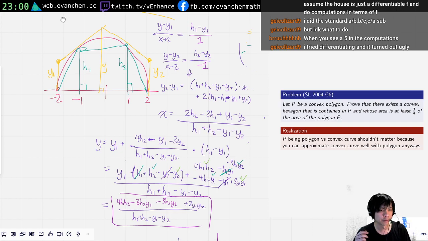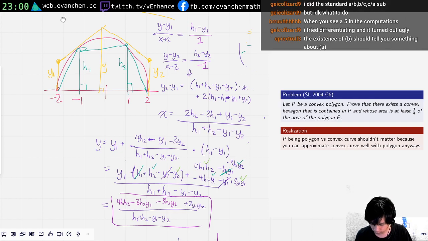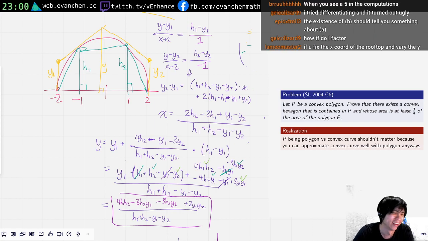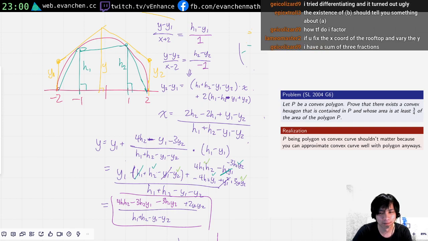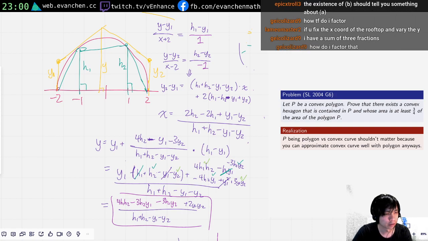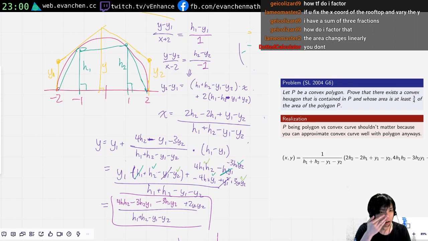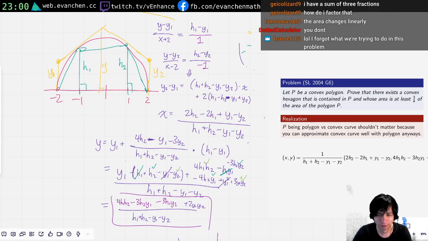Geico lizard, don't differentiate, just factor. Okay, so, all in all, I have found the coordinates of x, y are given by 1 over h1 times 2h2 minus 2h1 plus y1 minus y2, comma 4h1h2 minus 3h2y1 minus 3h1y2 plus 2y1y2. And that doesn't even fit on the screen.